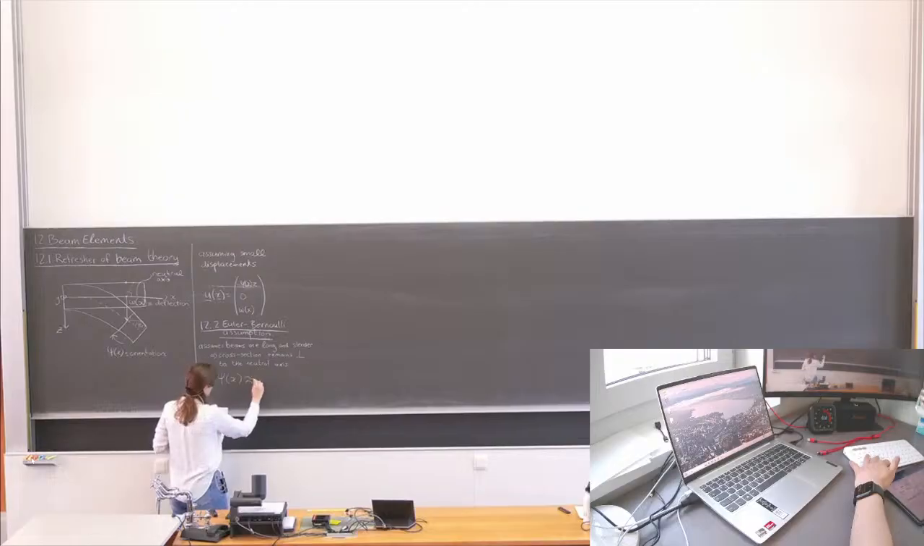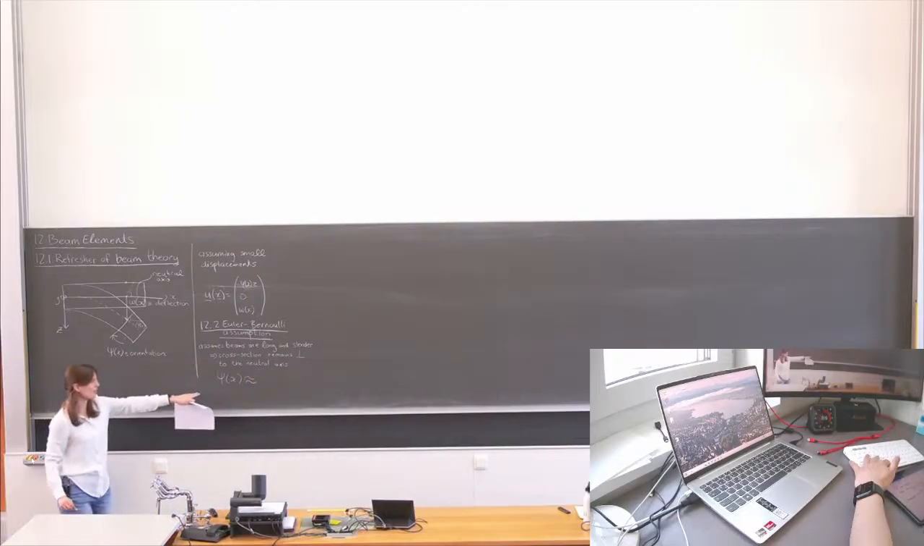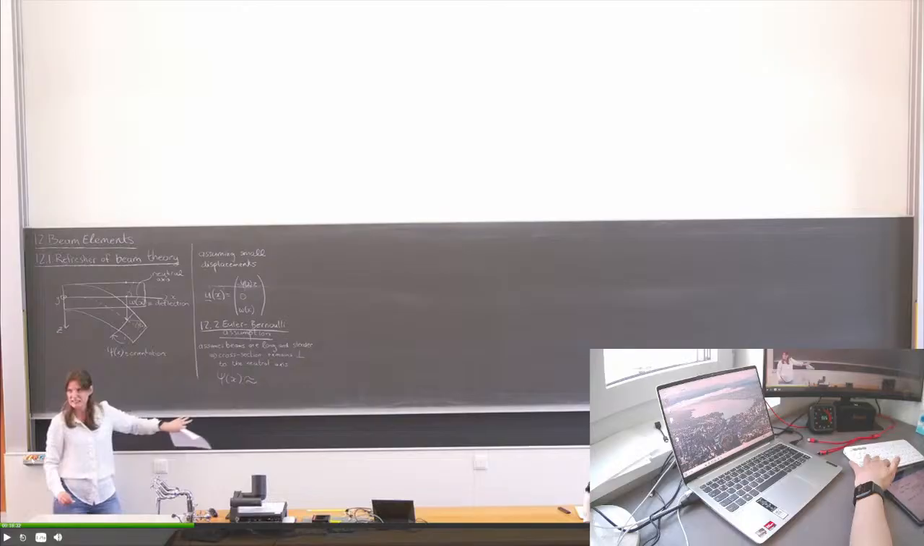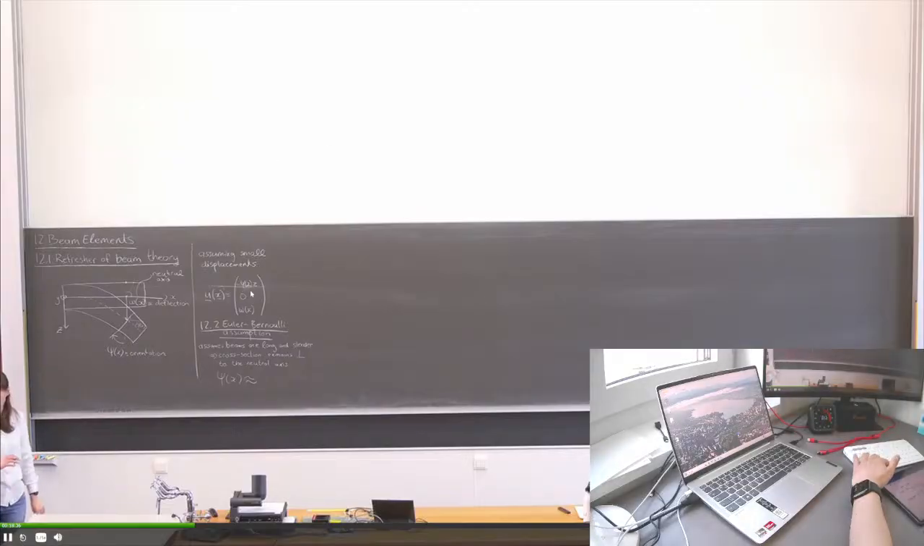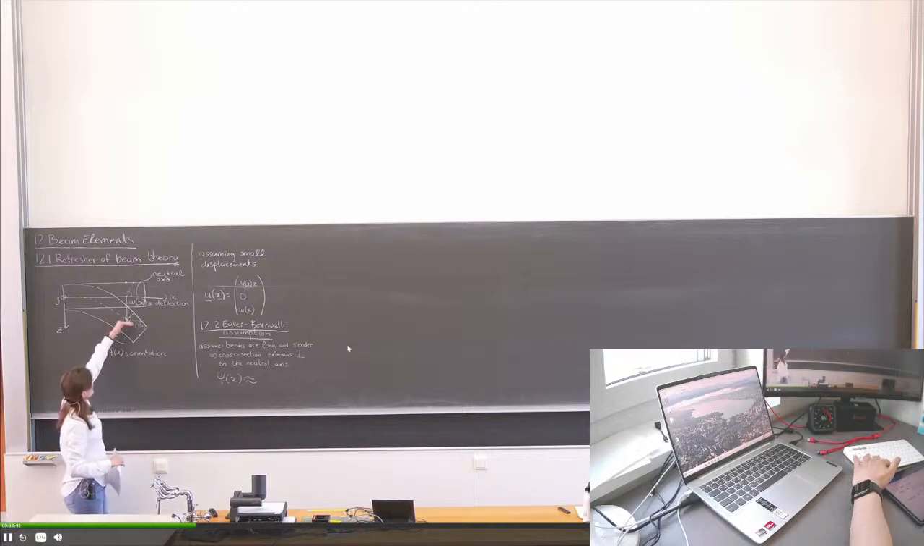So seeing that we're using small angles and making this Euler-Bernoulli assumption, what can we now approximate psi of x as? If you're thinking of this over there, if this angle here is also psi of x.